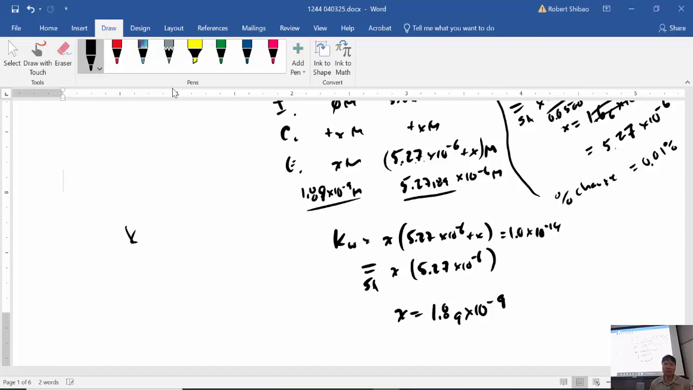And let's do our K check here to make sure we're still in there. So I'll do 1.89 times 10 to the minus 9 times 5.27189 times 10 to the minus 6. And we get 0.996 times 10 to the minus 14. And so this rounds to 1.0 to 2 sig figs times 10 to the minus 14. So we're okay.